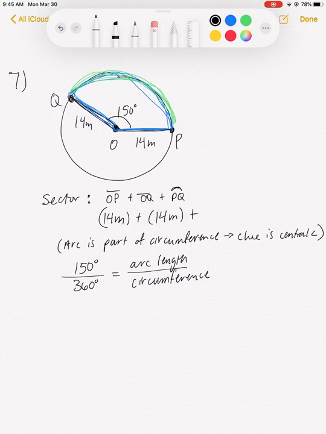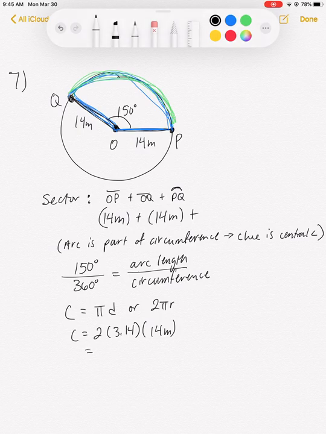What we need to do is calculate the circumference. We don't know the arc length, that's what we're looking for, but we do need the circumference so that we can solve for the arc length variable. Circumference is equal to pi times diameter, or 2 pi r. In this case the radius is 14 meters, so we'll go with 2 pi r, and we use 3.14 as pi, because that's what it says in the directions.